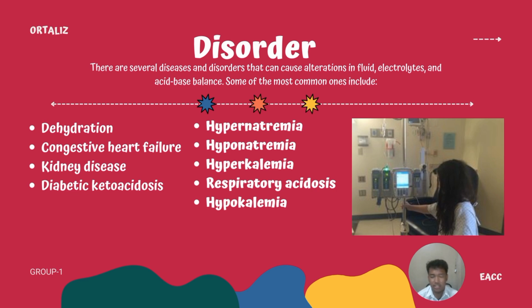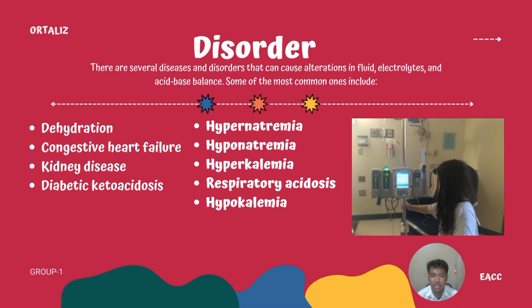First is dehydration. This occurs when the body loses more fluid than it takes in. It can be caused by excessive sweating, diarrhea, vomiting, fever, or not drinking enough fluids. Next is congestive heart failure. This condition occurs when the heart is unable to pump blood effectively, leading to fluid accumulation in the lungs and other parts of the body. Next is kidney disease. The kidney plays a vital role in maintaining fluid, electrolyte, and acid-base balance. Kidney disease can lead to electrolyte imbalance, fluid retention, and acidosis.